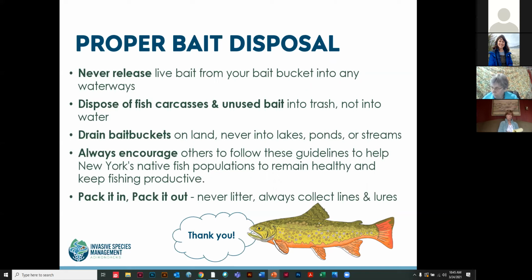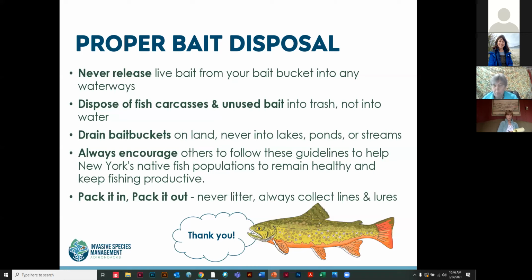If it's a worm, do not put that worm on land, please. But if it's a fish or a water animal, just do not put it into the water, but you can put it on land. Disposing of fish carcasses and unused bait into the trash is ideal and not into the water. If it's a super overflowing trash can, busy in the summer, maybe hold on to it until the next trash can. So make sure it's a solidly good trash can and a bag.